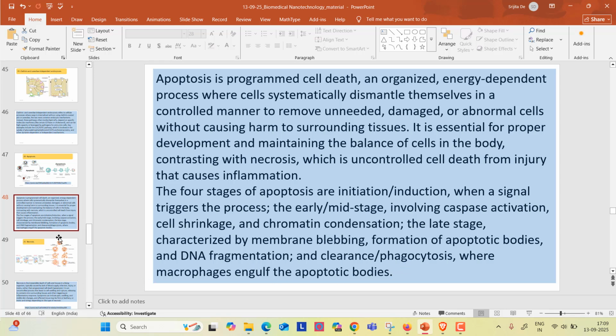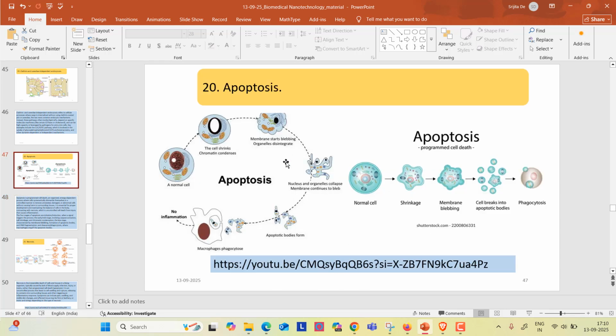Okay, so from this image you can see that first there is a normal cell, then the shrinkage happens, then the membrane blebbing happens, right? And then it breaks into small bodies which are called apoptotic bodies, and these bodies are engulfed by macrophages by the phagocytosis process. Okay, this is apoptosis.